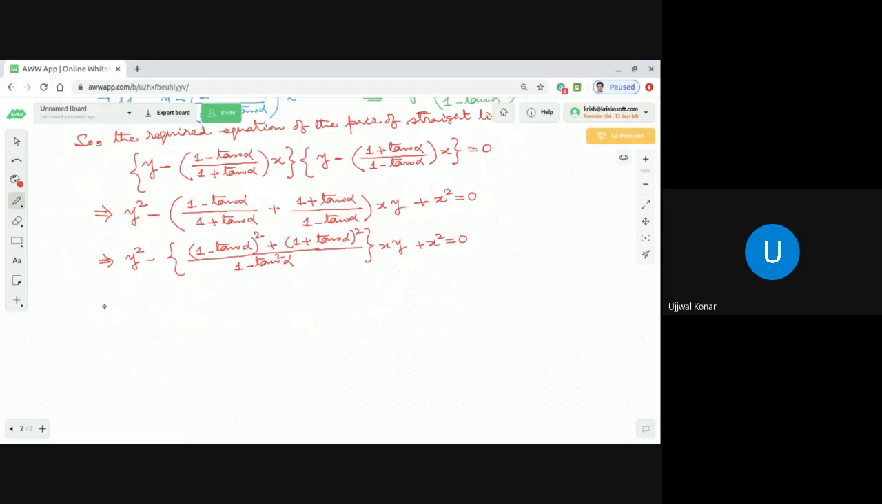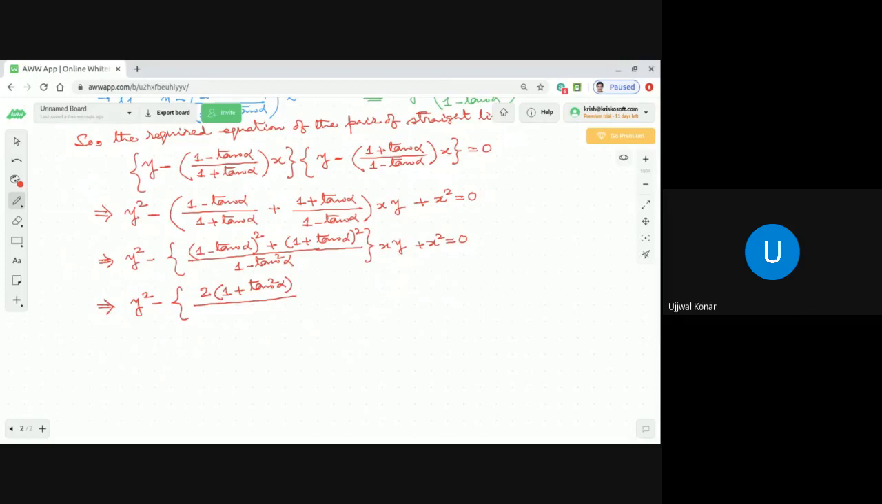So from here what we can get is that (1 + a − b)² + (a + b)² is nothing but 2(a² + b²), dear students. So what we get is y² minus, in the numerator, 2(a² + b²), that means 1² plus tan² alpha divided by 1 minus tan² alpha.